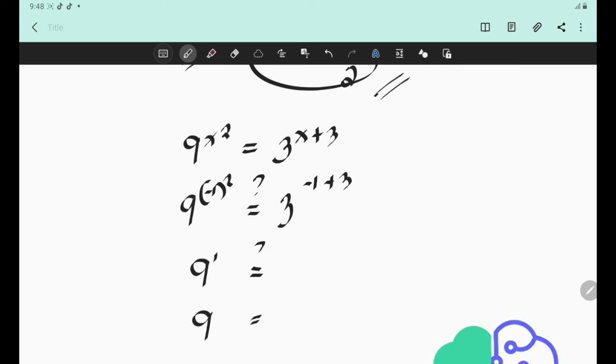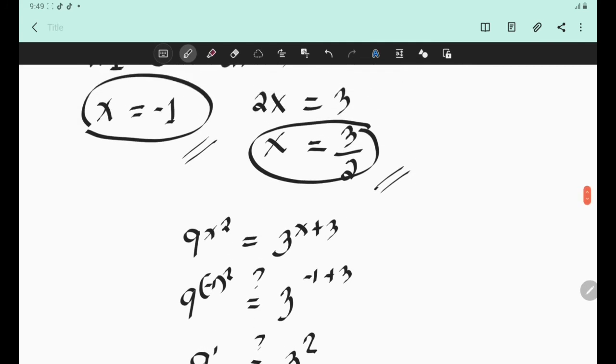Okay. Is it equal to? So, we have 3 raised to negative 1 plus 3. We have positive 2. And 3 squared is 9. So, they are equal. So, ibig sabihin, if the value of x is negative 1, the exponential equation is true. Okay, kung true siya, ibig sabihin, possible value niya talaga si negative 1. Now, gawin naman natin, i-substitute naman natin yung 3 halves.